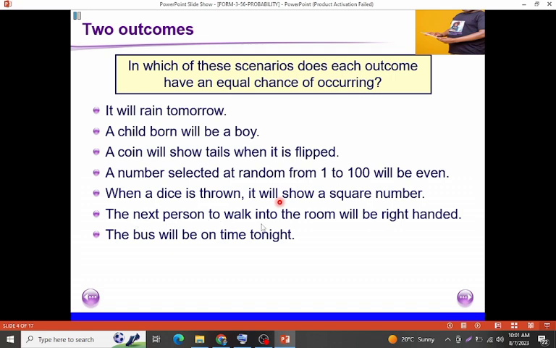The next person to walk into the room will be right-handed, and the next person to enter the room will be left-handed. Are these equal events?